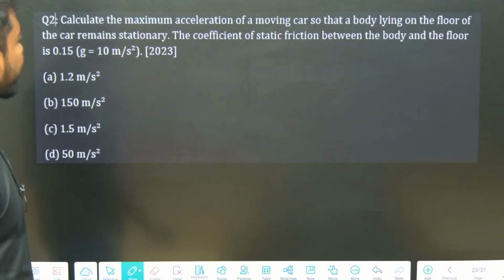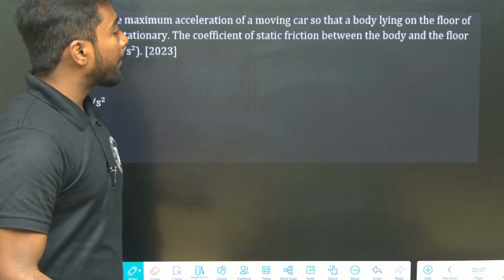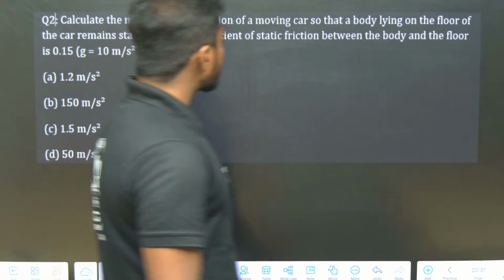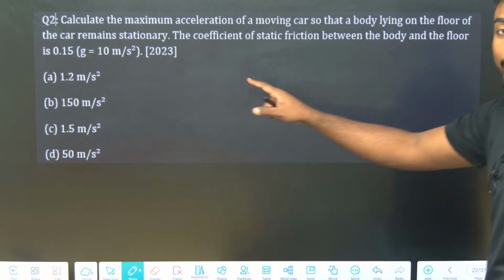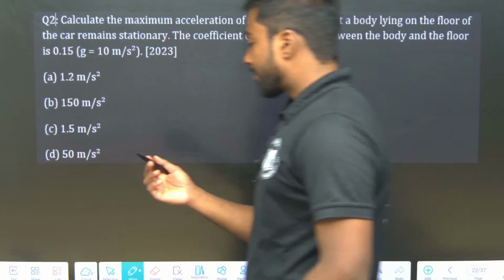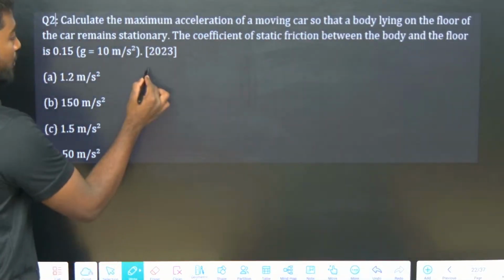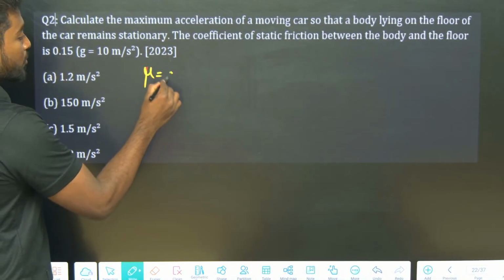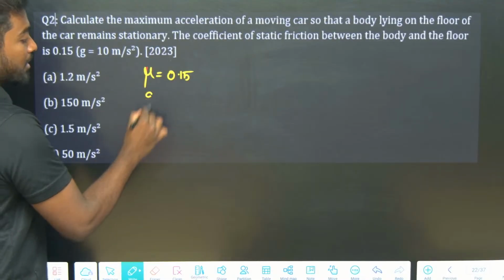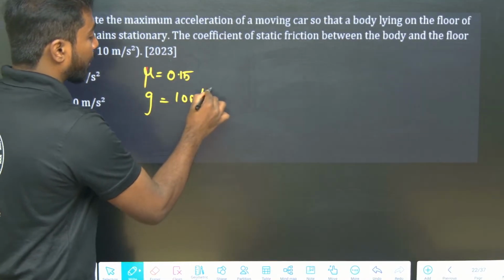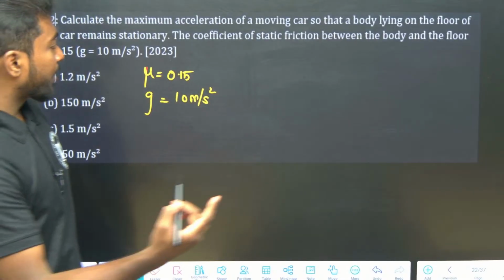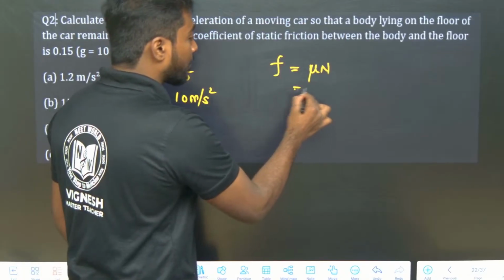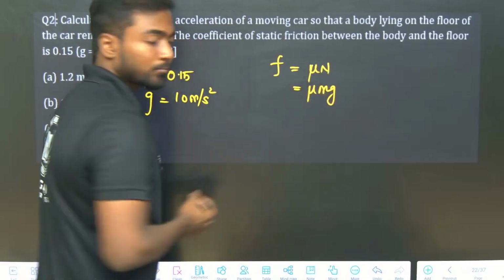Calculate the maximum acceleration of a moving car so that a body lying on a floor of a car remains stationary. The coefficient of static friction between the body and the floor is 0.15. So, what is given here? First thing, mu is equal to 0.15 and g is equal to 10 meter per second square has been given. So, what is the friction force? F is equal to mu into N, which is nothing but mu mg, right.